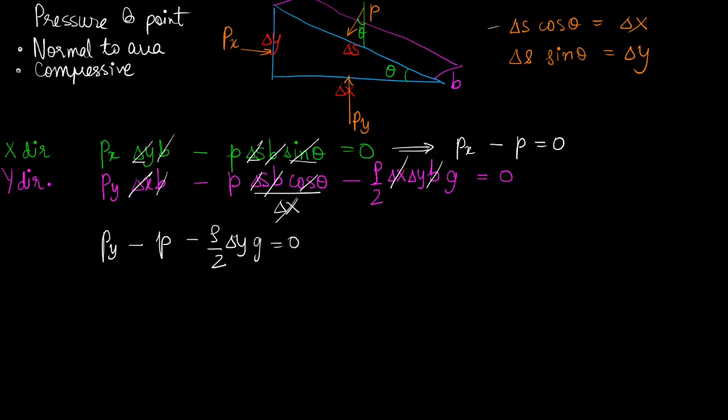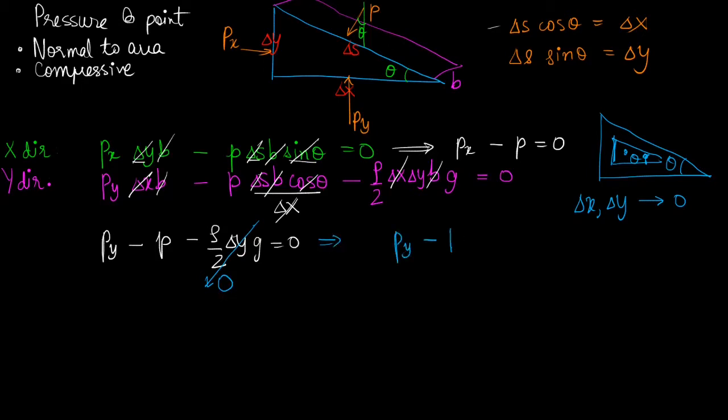Now in order to find out the pressure at a given point, we must shrink this particular fluid wedge to a given point. And how do we do that? We let delta x and delta y go to 0. But do they go to 0 arbitrarily? The answer is no. They must go to 0 in such a way that it preserves the similarity of this particular triangle, so that the angle between the slant and the horizontal will always be theta. So we shrink it in that manner. So delta y and delta x simultaneously go to 0. The only term which contains delta x or delta y is this particular term, and if delta y goes to 0, this particular term goes to 0, and we are left with py minus p equals 0.